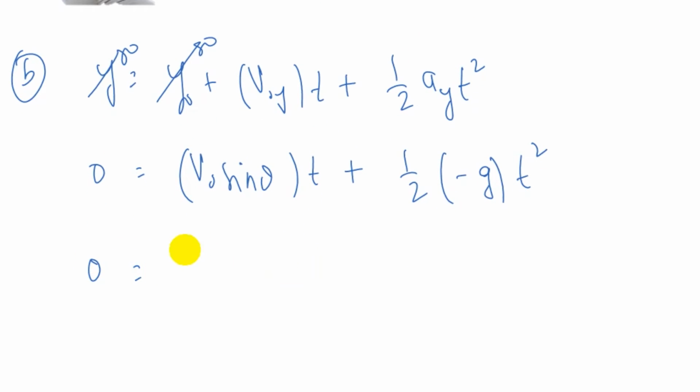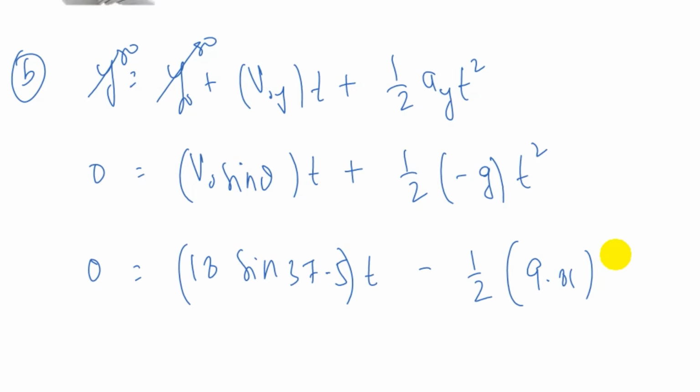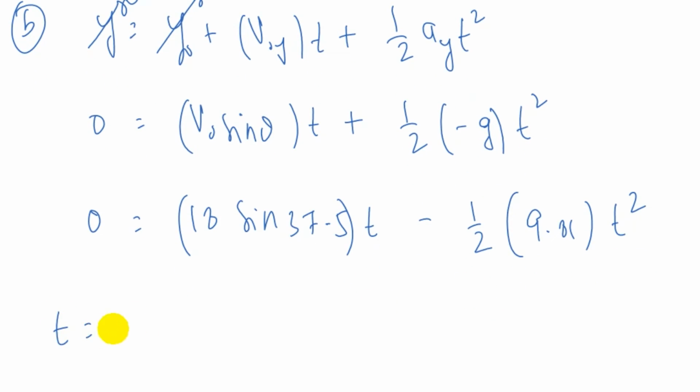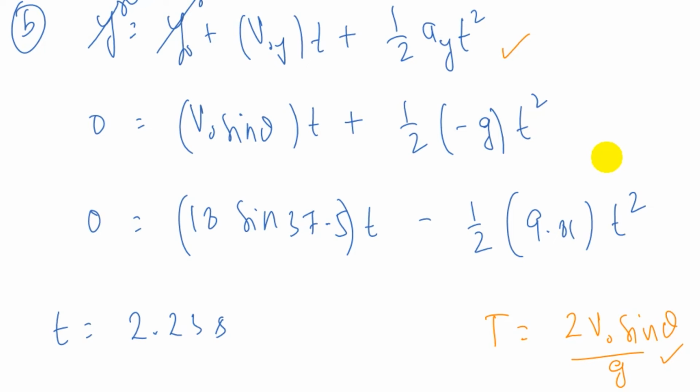From here we can easily find the value of t. So 0 equals v naught, which is 18, sine theta, 37.5, multiplied with time, which we have to calculate, minus 1 over 2 g, which is 9.81, times t squared. We can solve it for t, and the value of t from here comes out to be 2.23 seconds. So this is the answer for the B part. Otherwise, you can use the direct formula that we derived: t equals 2 v naught sine theta divided by g. Either use this formula directly, or you can start from the basics also.